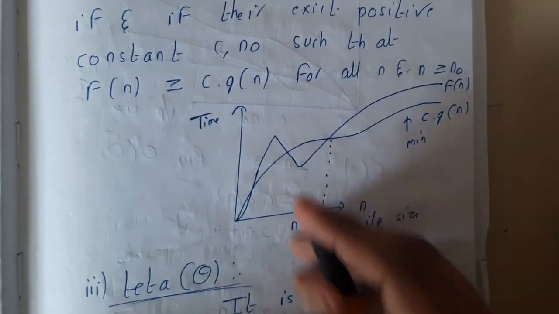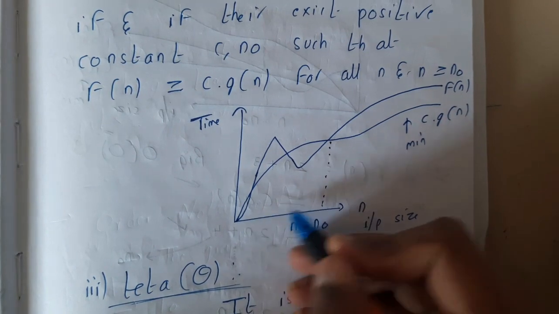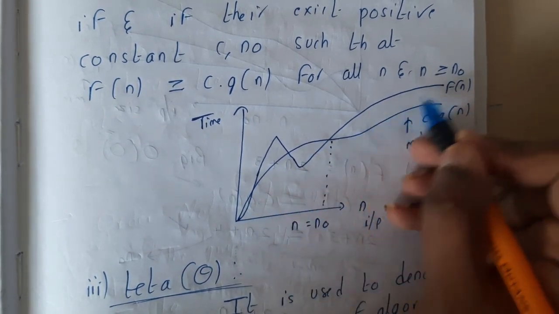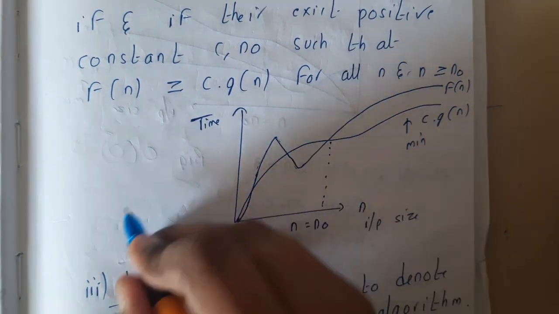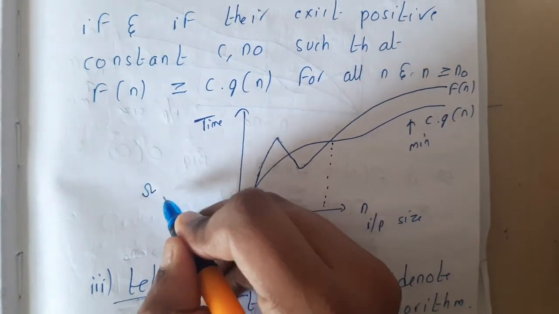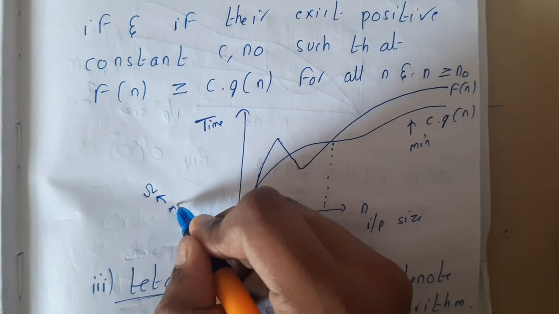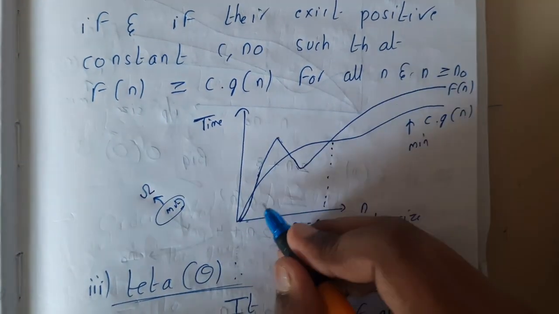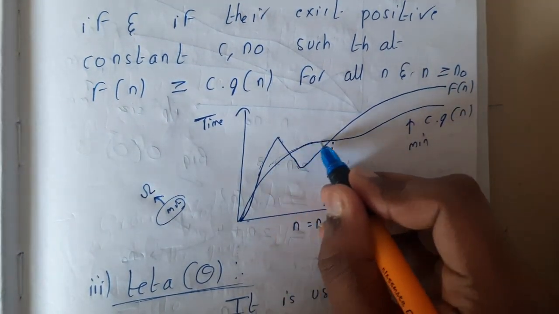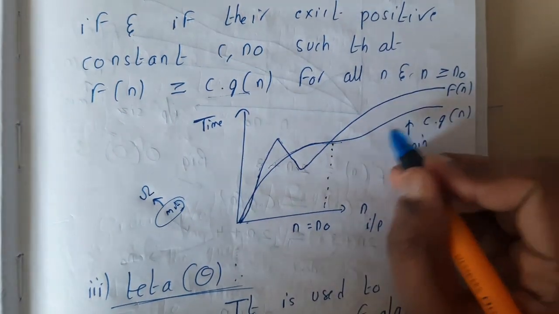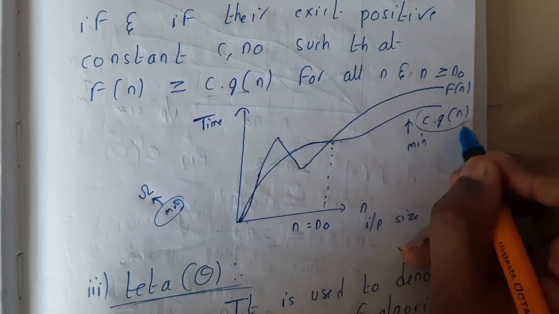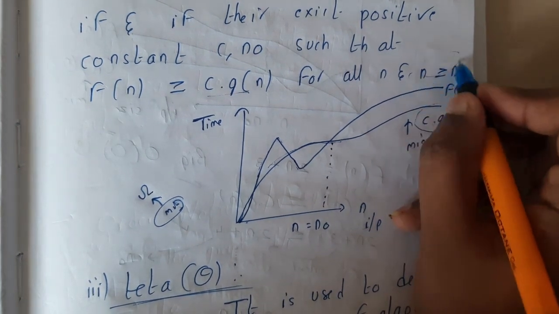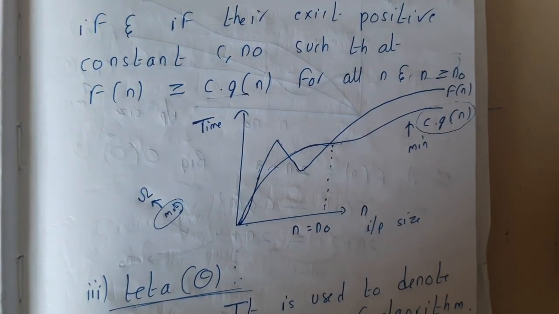Basically here also I have drawn a function, and we have assumed this as f of n. We are discussing omega, right? Omega is nothing but the minimum time, so it is the best case. Now the function which we have defined should be below c into g of n. So here you can say this is the minimum or the best case. Above is the worst case, below is the minimum or best case.